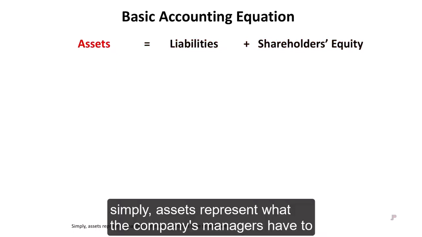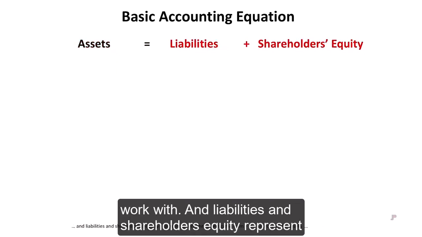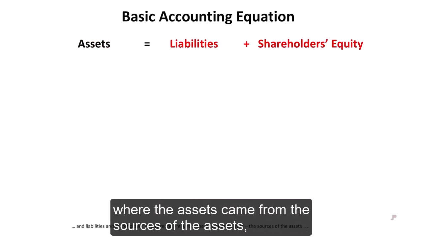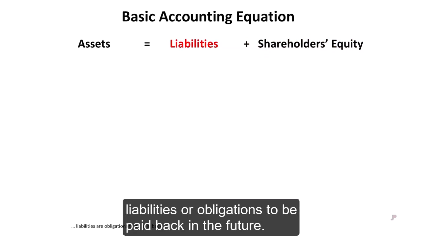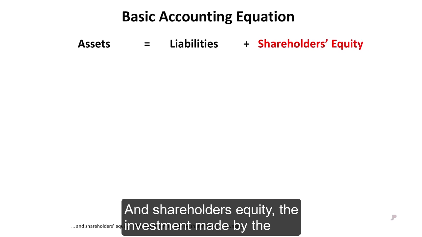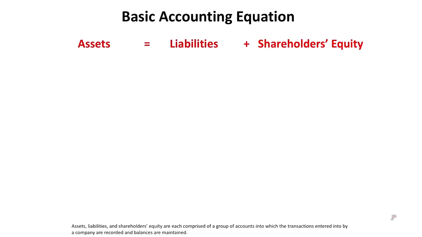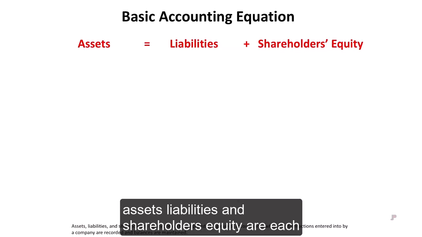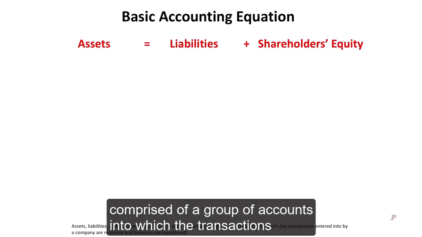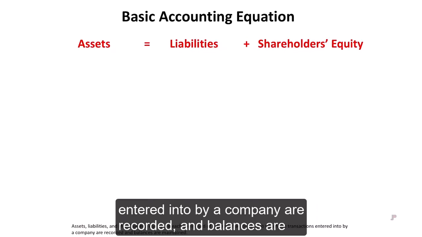Simply, assets represent what the company's managers have to work with, and liabilities and shareholders' equity represent where the assets came from, the sources of the assets. Liabilities are obligations to be paid back in the future, and shareholders' equity, the investment made by the shareholders or owners. Assets, liabilities, and shareholders' equity are each comprised of a group of accounts into which the transactions entered into by a company are recorded and balances are maintained.